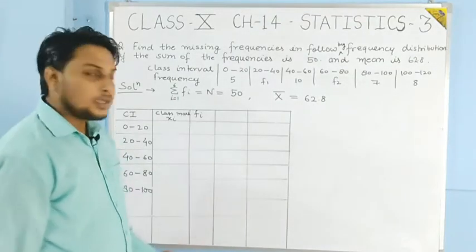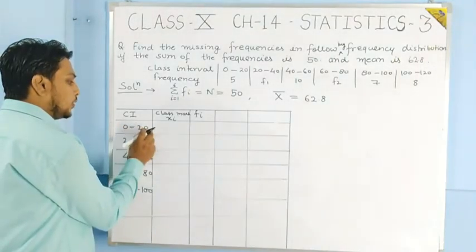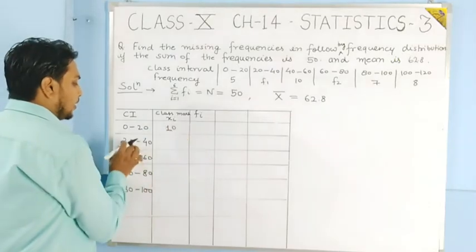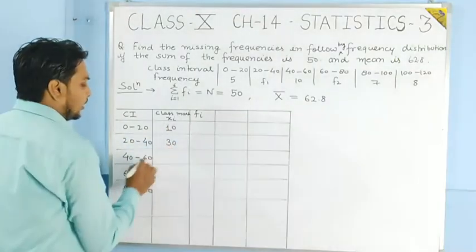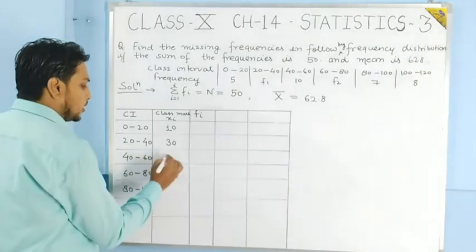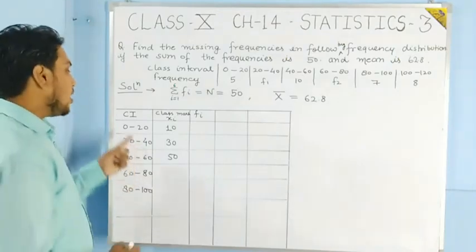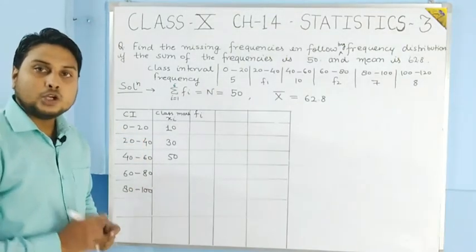Okay, class mark is what? Class mark is just the mid value of this. So the mid value of 0 to 20 is what? 10. The mid value of 20 to 40 is what? You can say 30. Okay, mid value of 40 to 60 is 50. How are we finding the mid value? By adding lower limit plus upper limit and dividing that by 2.